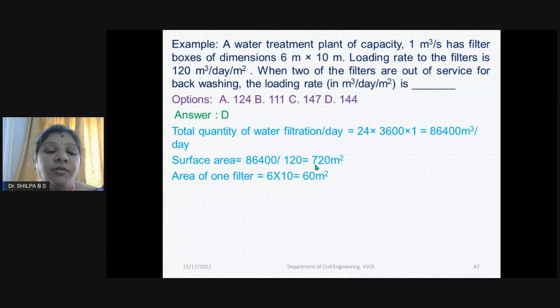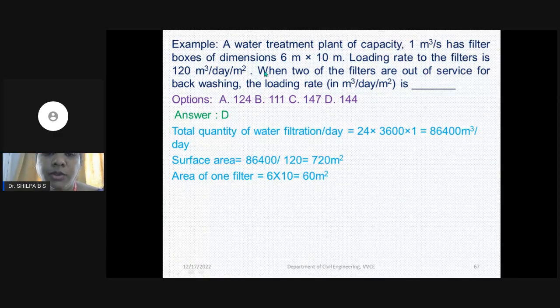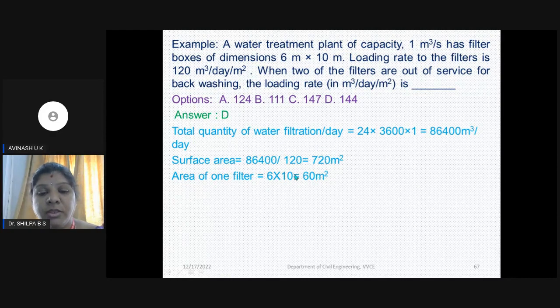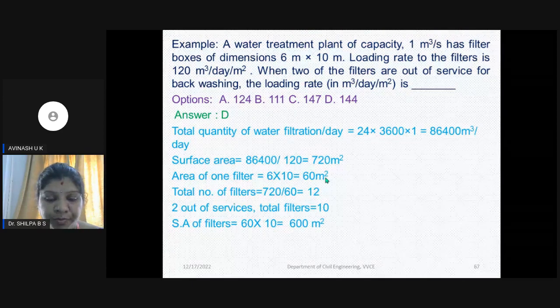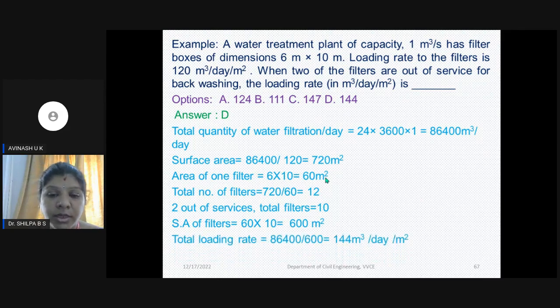Then the area of one filter unit, they have given the dimension: 6 into 10, 60 meters square. If one filter unit has an area of 60 meters square, to have a total area of 720 meters square, how many filter beds do we need to provide? That is totally 12 filter units, and 2 will be out of service or kept as standby, and only the 10 filters will be operated to treat the required quantity of water. So the surface area of the filter is totally 600 meters square.